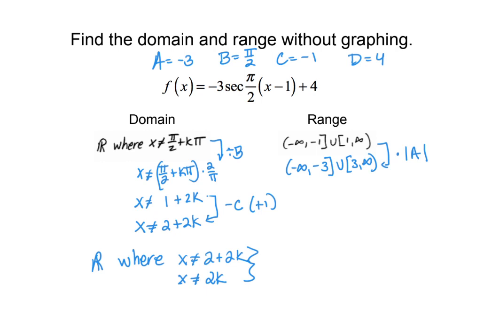The next thing I have to do is shift it up 4. To do that, I have to add D or add 4. Negative infinity plus 4 is still negative infinity. When I add 4 to negative 3, I get 1. And then add 4 to 3, that's 7 to infinity. So my domain is this. I'd prefer that, but I'd take either. And my range is this.